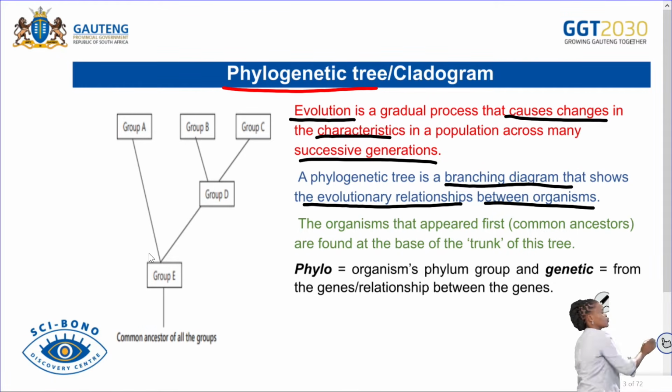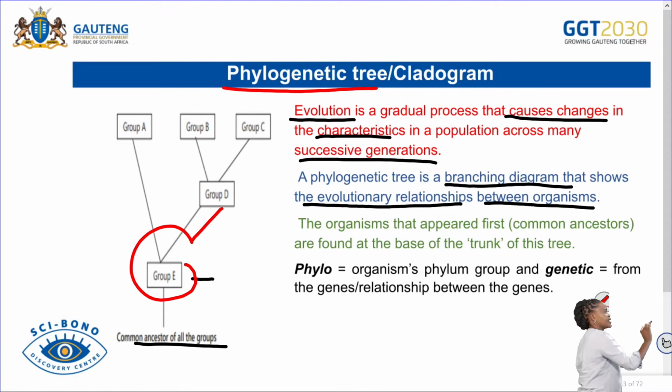Now, let us look into this example of a phylogenetic tree. We have group E, which is said to be a common ancestor. Now, a common ancestor is where all of these descendants have evolved from. The descendants are Group D, Group A, Group B, and Group C. So this is a typical example of a phylogenetic tree.